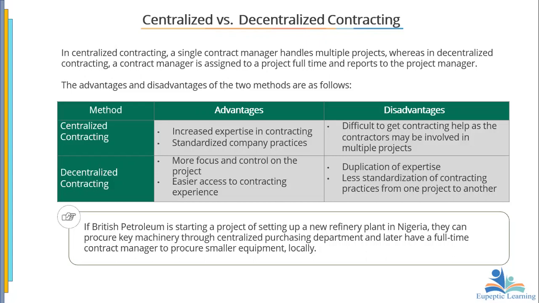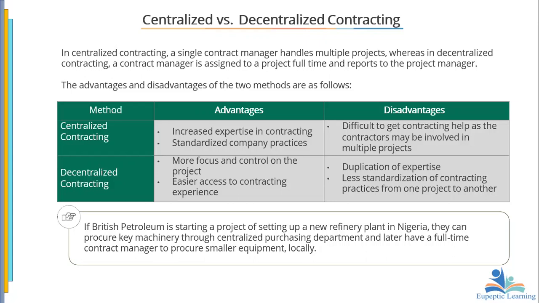But there's a standard. The difficulty here is that it is difficult to get contracting help, as the contractor may be involved in multiple projects. So at a time where the project manager needs this particular contract manager, he is probably solving a problem elsewhere, or he's on another project because he's not located to one particular project or assigned to one project.